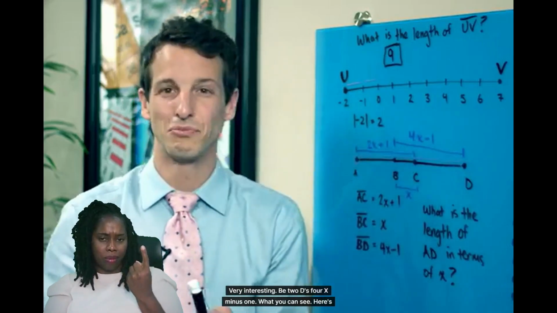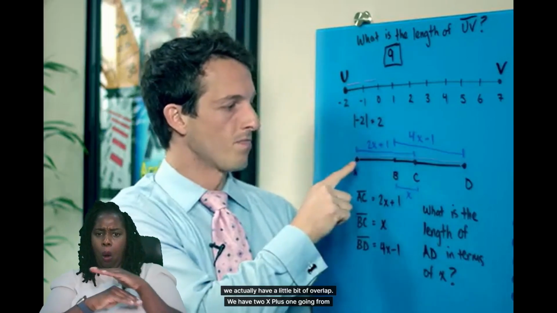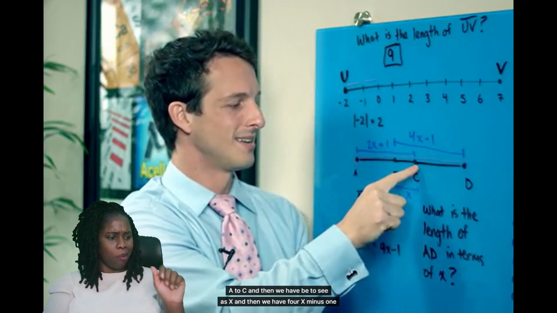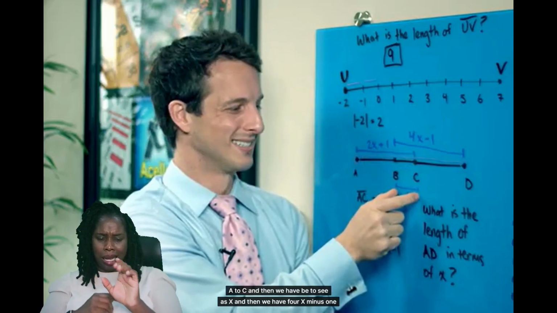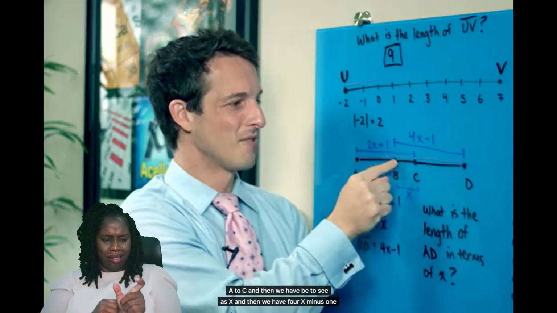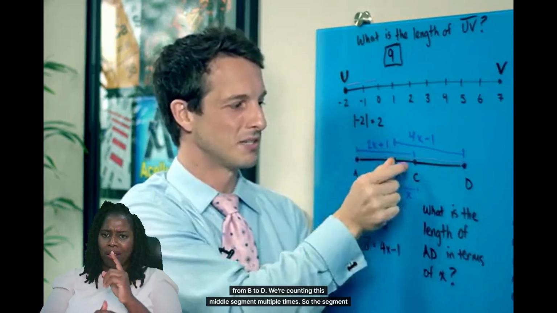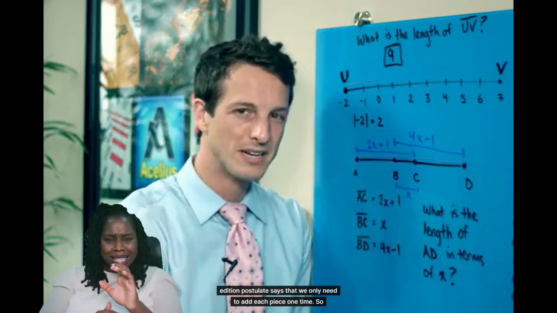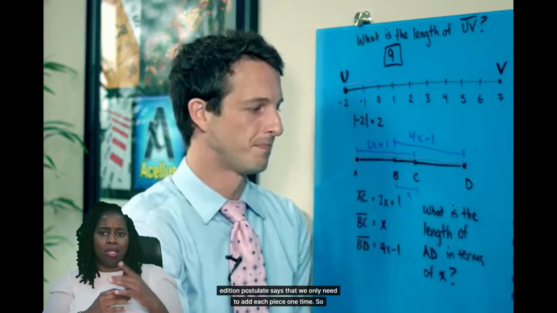What you can see here is we actually have a little bit of overlap. We have 2x plus 1 going from A to C, and then we have B to C as x, and then we have 4x minus 1 from B to D. We're counting this middle segment multiple times. So the segment addition postulate says that we only need to add each piece one time.